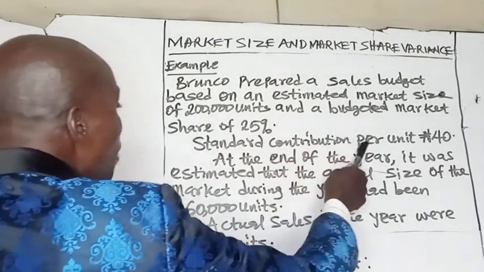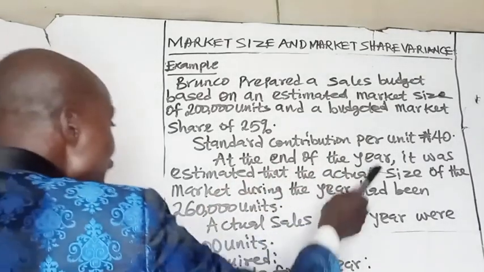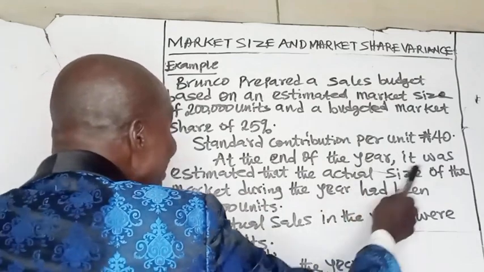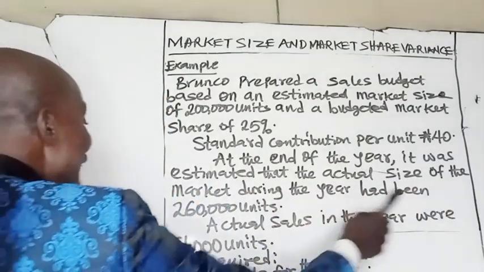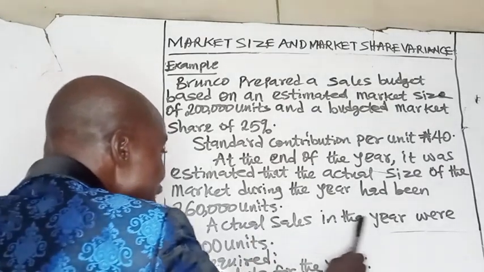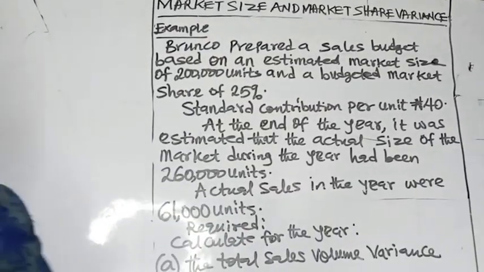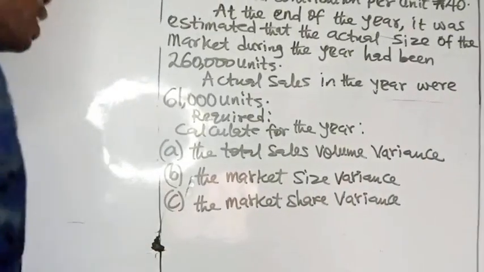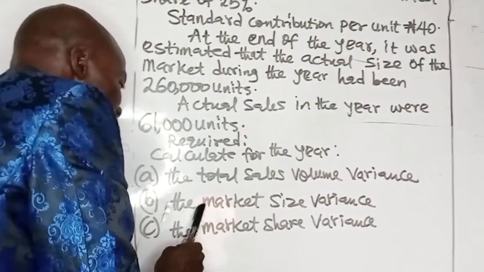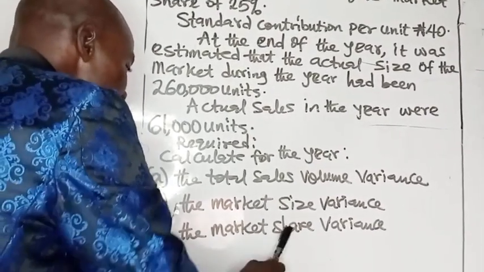Standard contribution per unit, 40 naira. At the end of the year, it was estimated that the actual size of the market during the year had been 260,000 units. Actual sales in the year were 61,000 units. Required: calculate for the year A, the total sales volume variance; B, the market size variance; C, the market share variance.